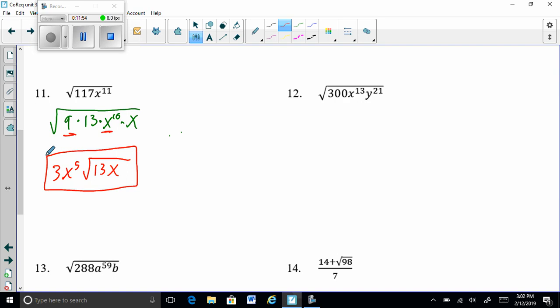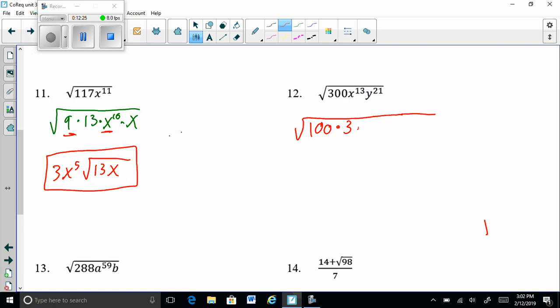Okay, so you'll see that the numbers are going to start getting a little bigger. We see that on 12 right here. So we've got 300. This one's actually not that bad, because if you think about it, 100 works, and 300 is 3 times 100, so I will be able to break that up into 100 times 3. Now this time we do have two variables, but the way you approach this doesn't really change.